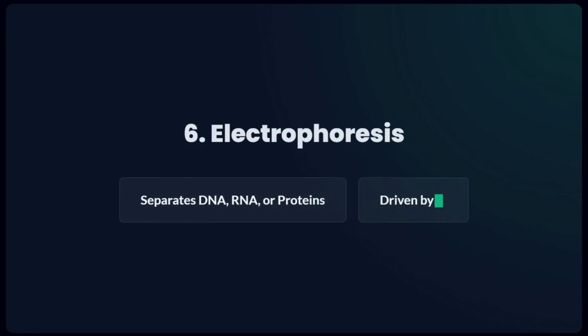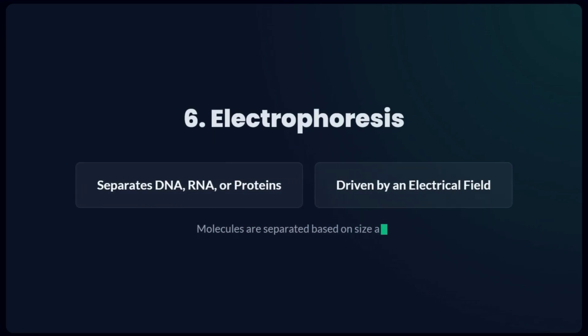Electrophoresis applies an electric current to push charged biological molecules through a special gel matrix. Because smaller molecules navigate through the gel matrix much faster than larger ones, it cleanly separates chunks of DNA, RNA, or proteins by their size.